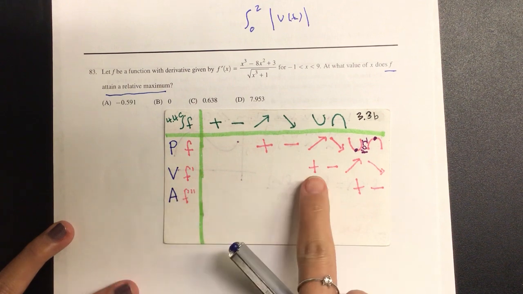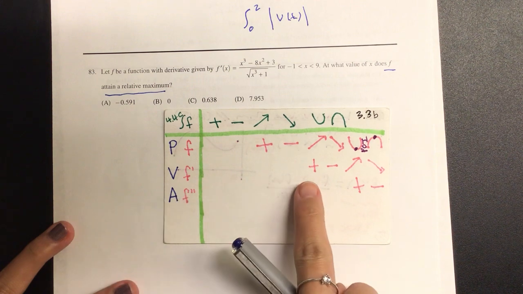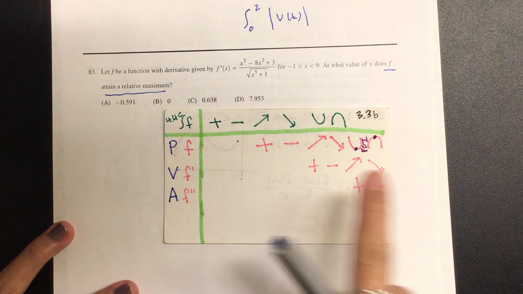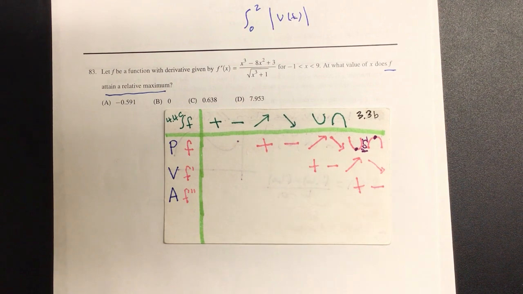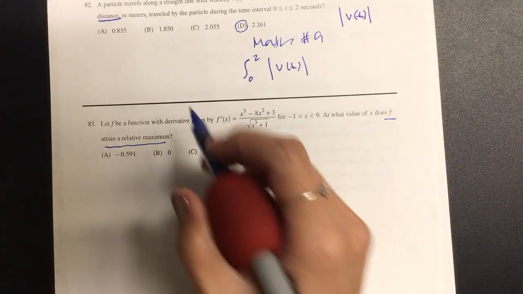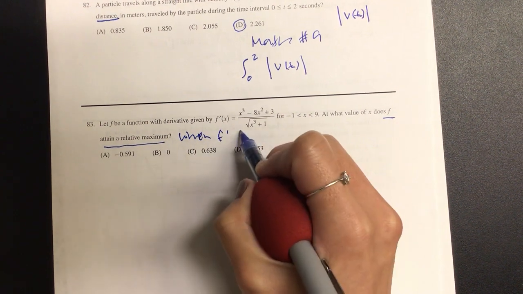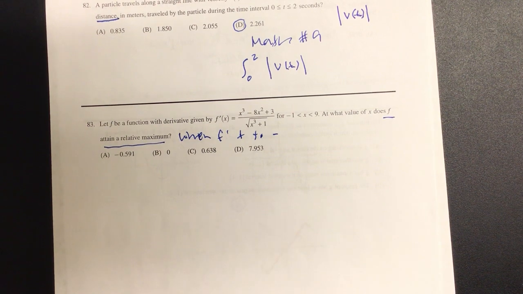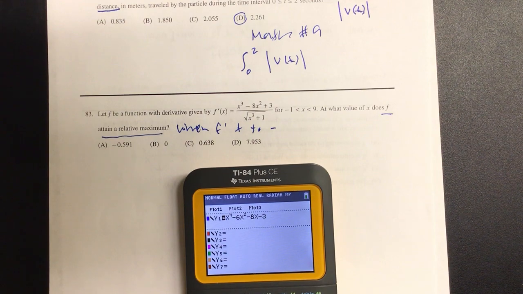When f prime goes from positive to negative, we have a maximum. Did I say negative to positive just now? Okay. If it goes from positive to negative, we have a maximum. If it goes from negative to positive, we have a minimum. So let's write a side note. When f prime goes from positive to negative, I want to actually look at the graph. If we can let the calculator do all the work, might as well.